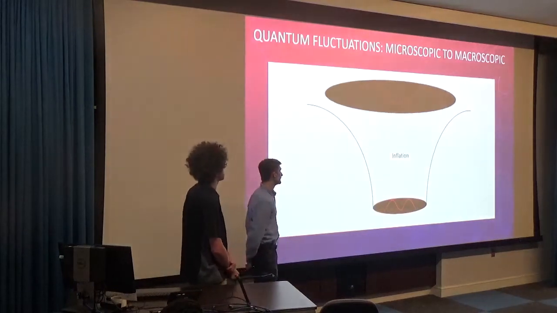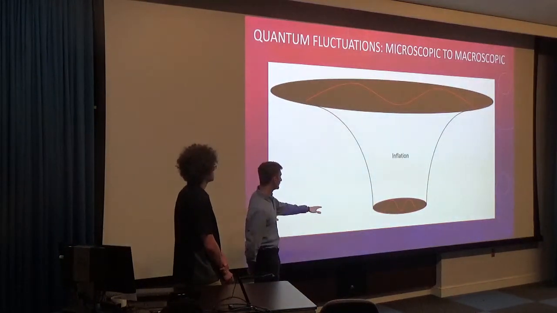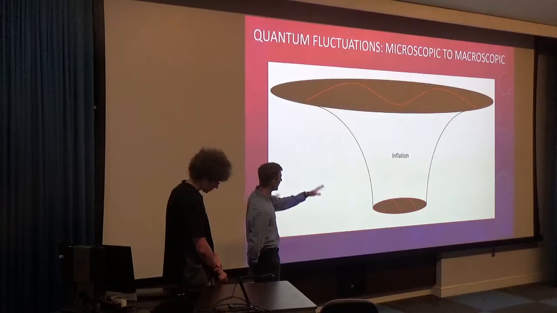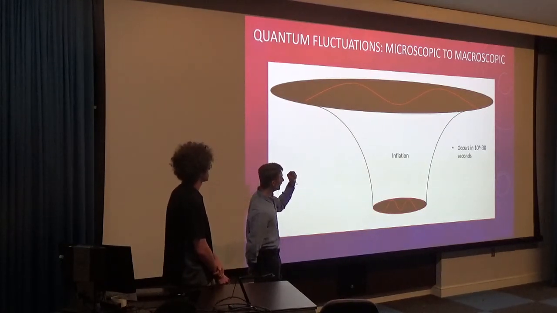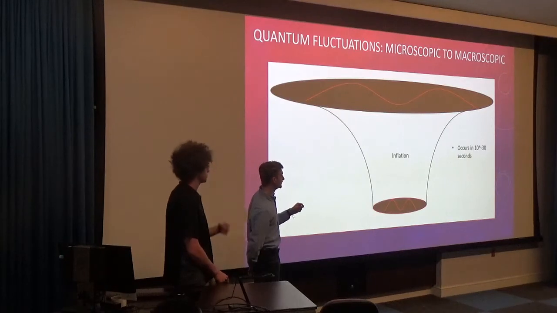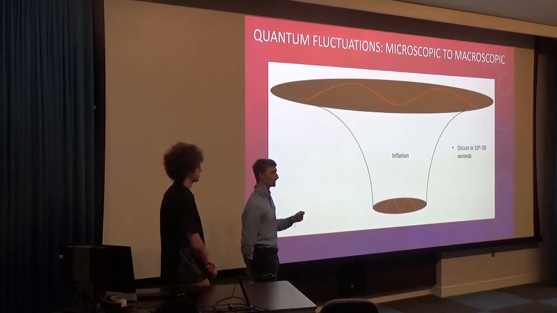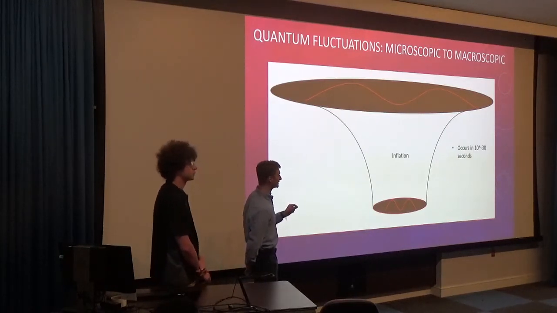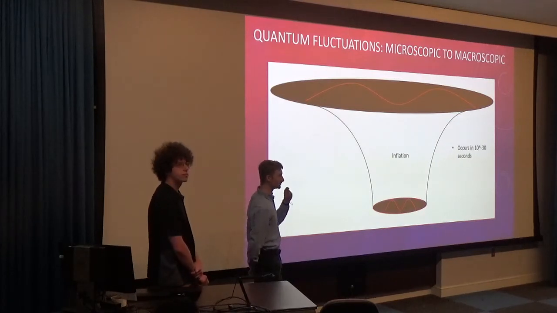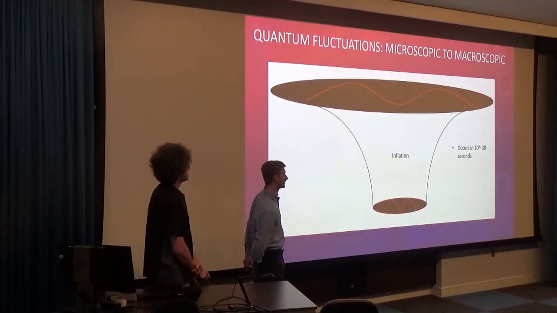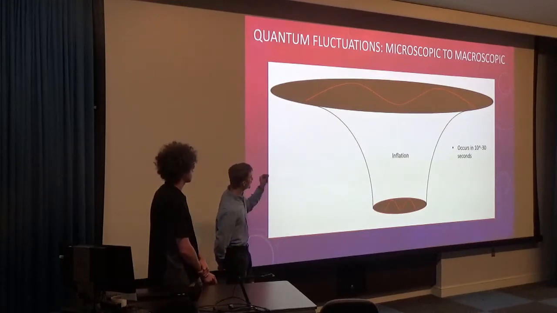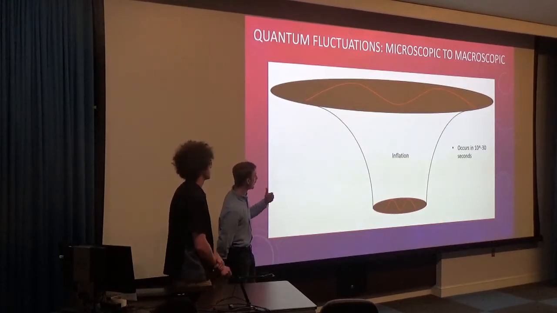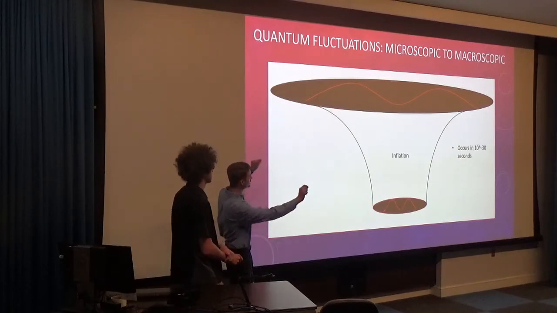So basically what happens here is that we have the Big Bang, and then it expands rapidly through inflation. Imagine the size of an atomic nucleus expanding to the size of the entire observable universe in 10 to the minus 30 seconds. And while this is happening, not only is the universe expanding, but the quantum fluctuations are also stretching through time.